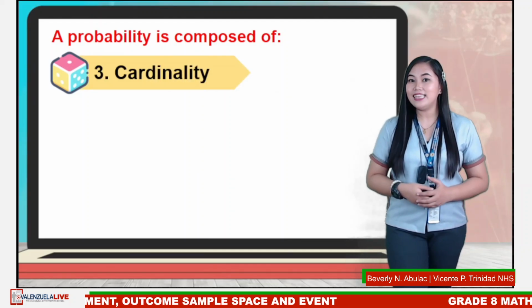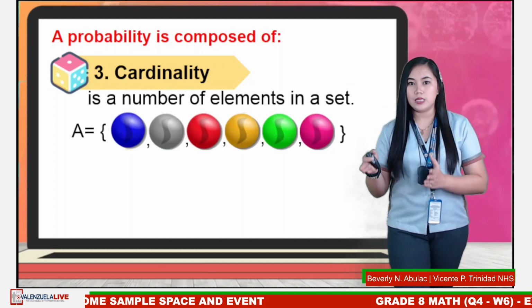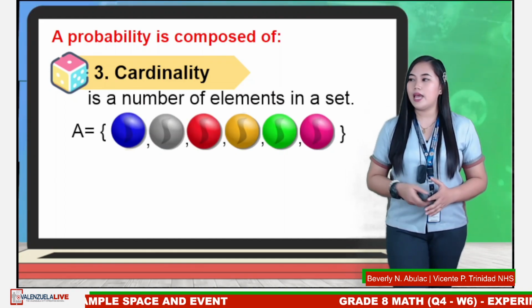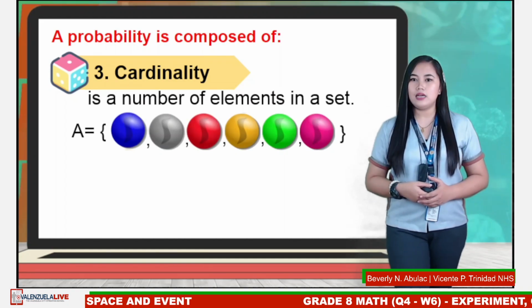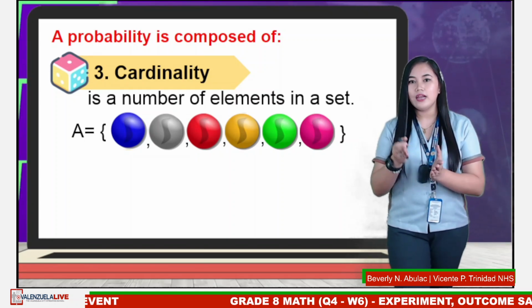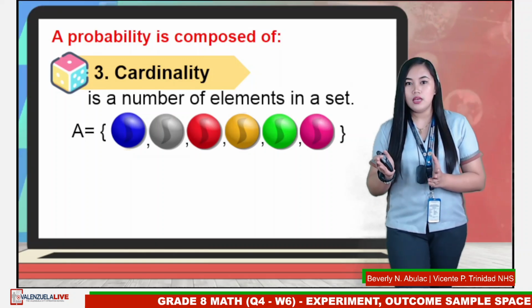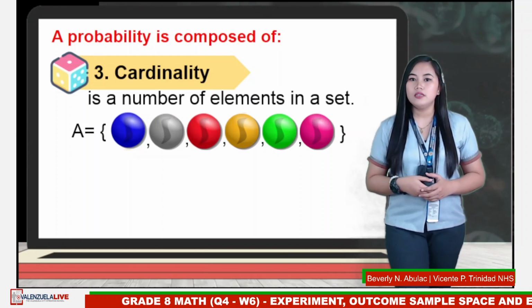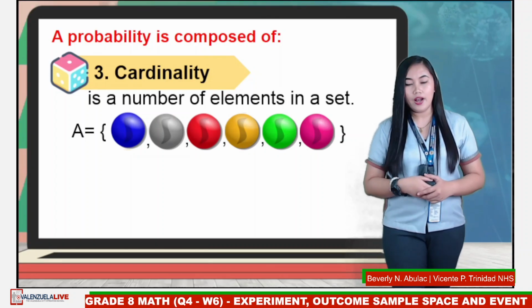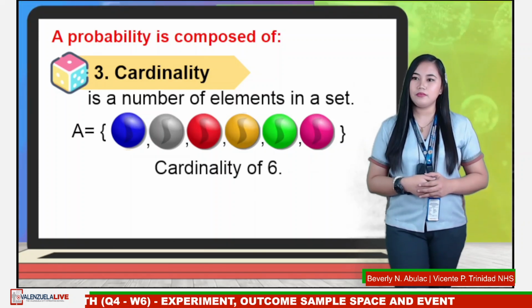3. Cardinality. Cardinality is the number of elements in a set. For example, set A consists of a set of marbles: blue marbles, gray, red, yellow, green, and pink marbles. The set consists of 6 elements. Therefore, it has a cardinality of 6.